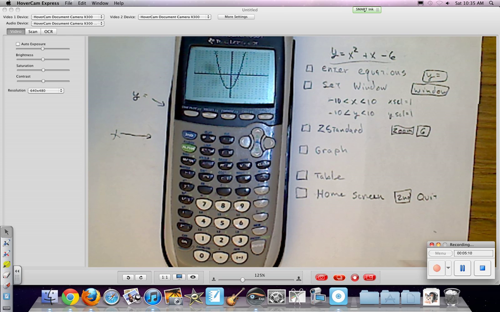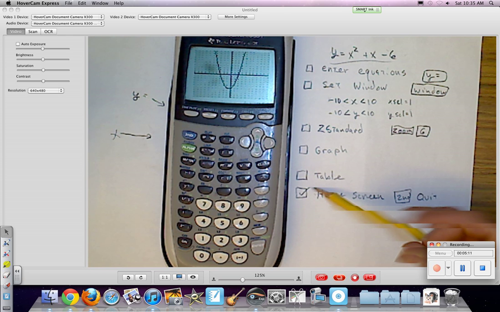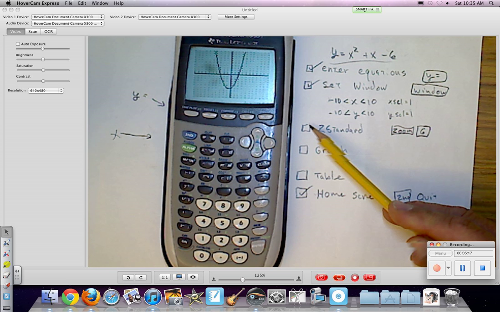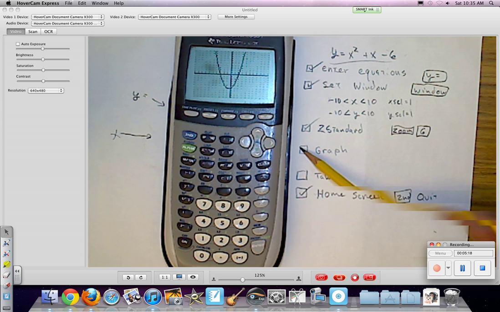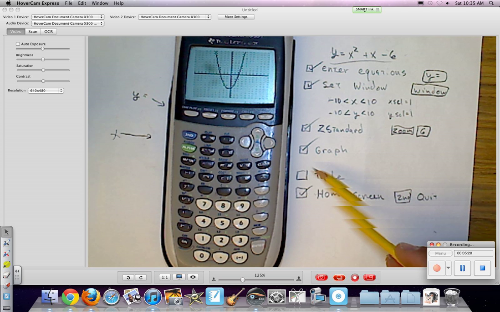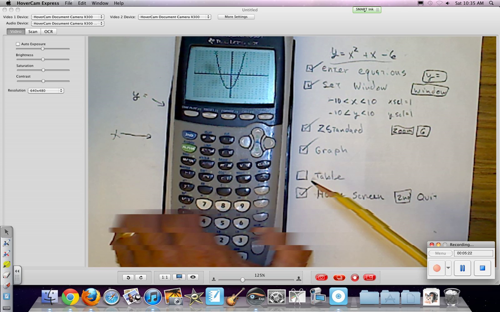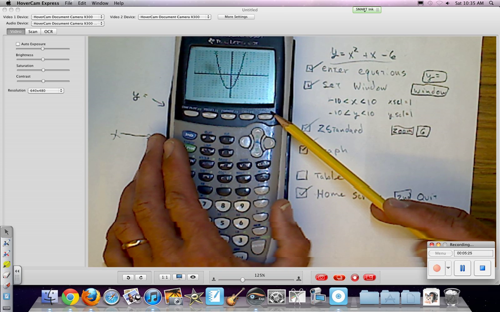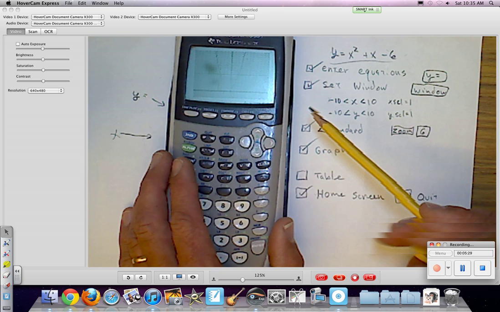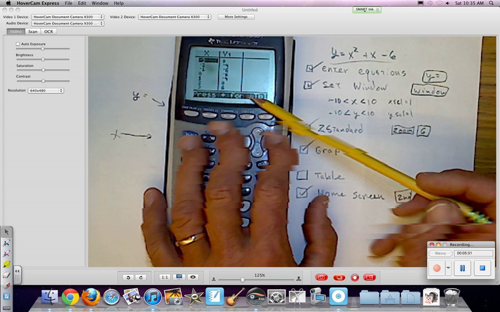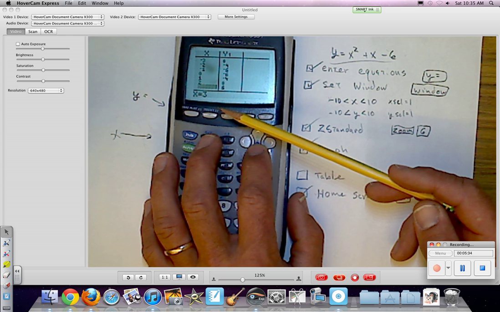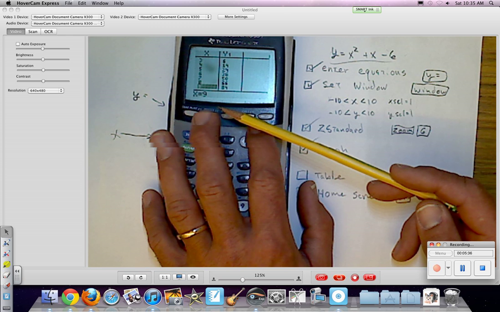So that's graphing. We've talked about the home screen, entering equations, setting the window, Z-standard, and we hit the graph button. Let's talk a little bit about table. So table is above the graph button, so you once again hit second graph, and then you can see the table function. You can kind of look through here and see what's going on.